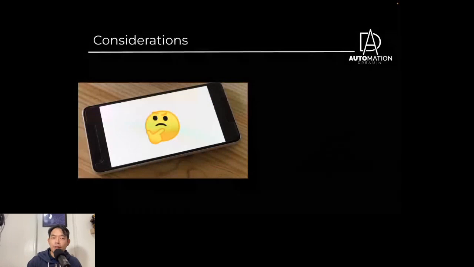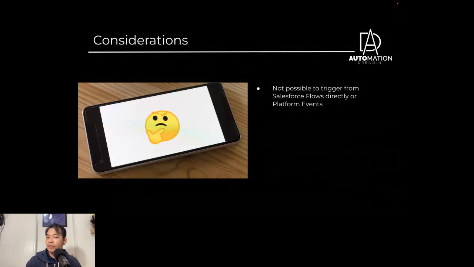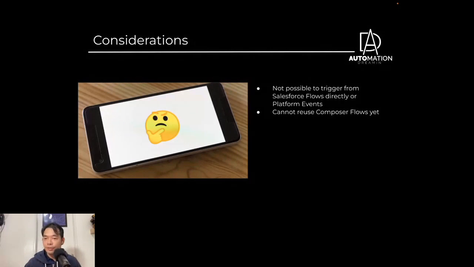So the question now is, what are our considerations when using it? First things first, it's not yet possible to trigger from Salesforce flows directly or platform events. One way you could do this is based on Salesforce creation or Salesforce update. So you could, for example, create a new custom object that would then be triggering the flows that you create on MuleSoft. You cannot reuse Composer flows yet. I believe they're actually working on it right now. One thing that they're planning to do is create webhooks, meaning through API calls, you can trigger these Composer flows.